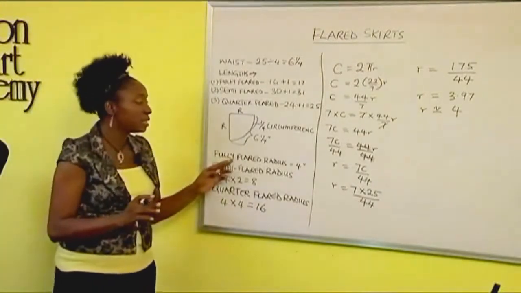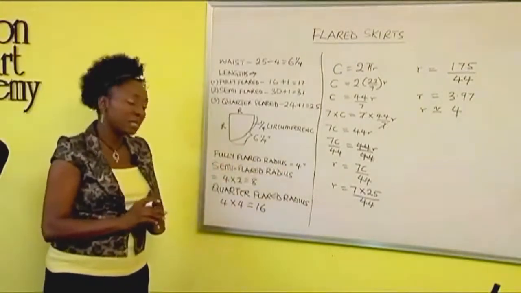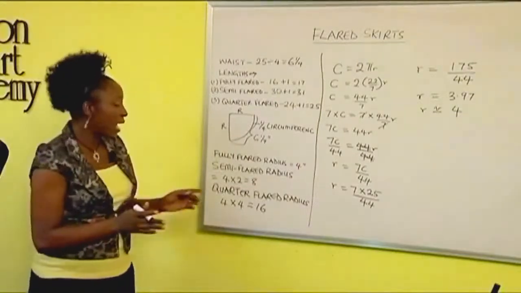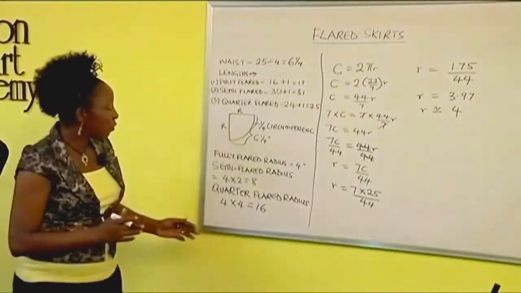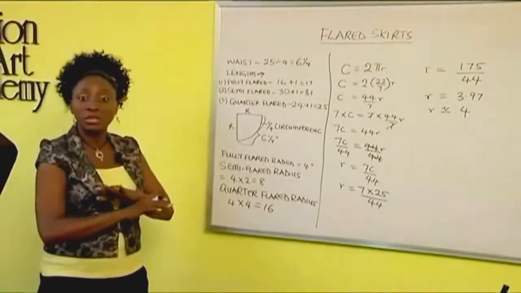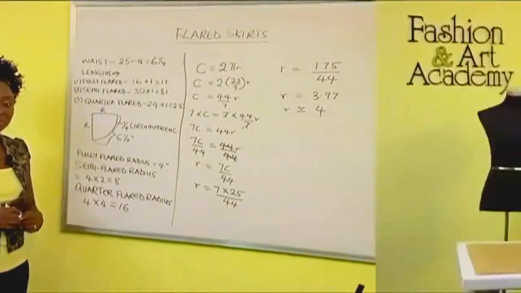We're making our fully flared skirt, we have to fold it into 4, and we'll use 4 inches. We're making a semi-flared skirt, we'll fold it into 2 only, and we'll use 8 inches. And of course, for our quarter flared skirt, we would not fold it at all. We'll just use it single ply. So let's go to the table and see how this works out.